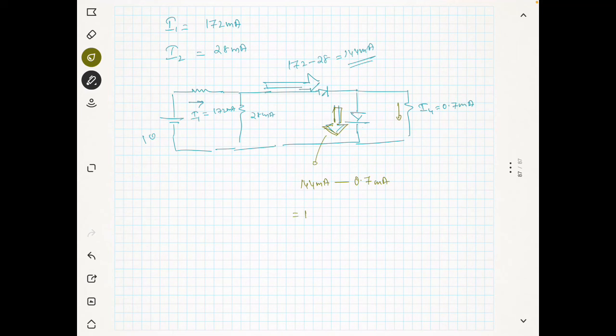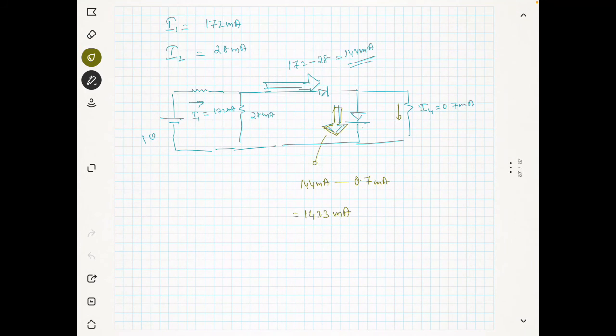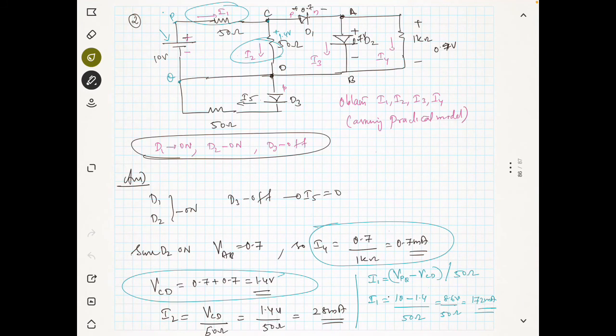So this is nothing but 143.3 milliampere. So that will be the current, what is the name for this current? It is I3. So I3 will be equal to 143.3 milliampere. So we got I1, I2, I3 and we also got I4. And I5 is already 0, so we got all the currents.